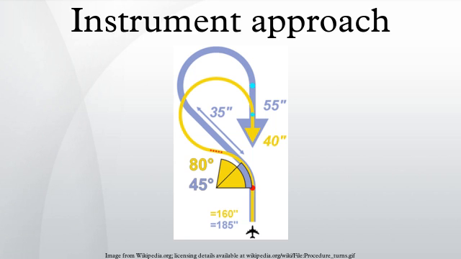Direct approach. A direct instrument approach requires no procedure turn or any other course reversal procedures for alignment, as the arrival direction and the final approach course are not too different from each other. The direct approach can be finished with a straight-in landing or circle-to-land procedure.